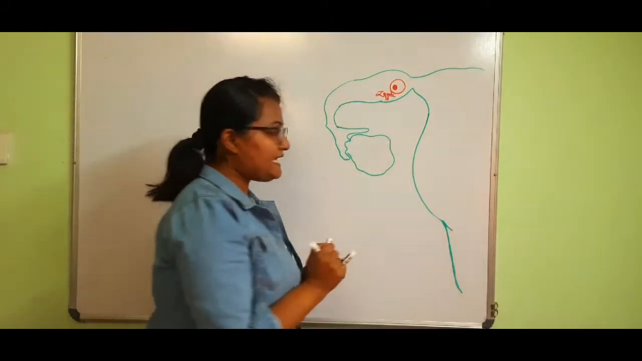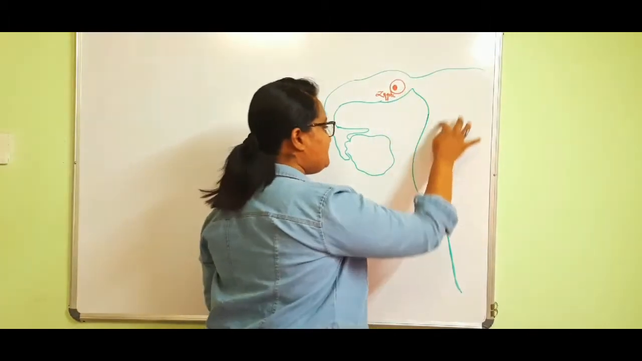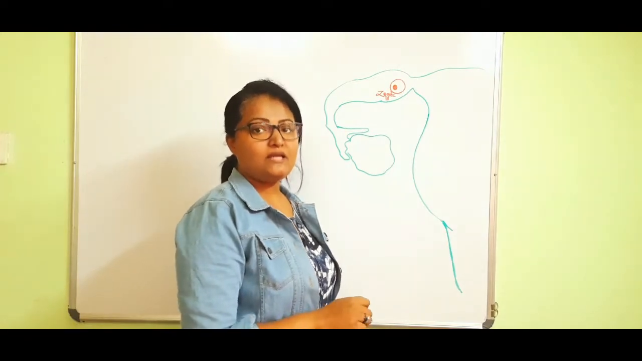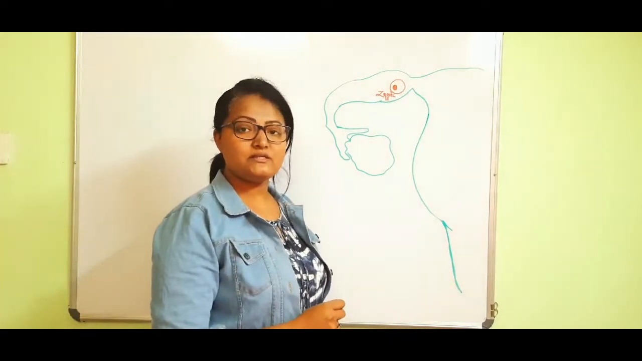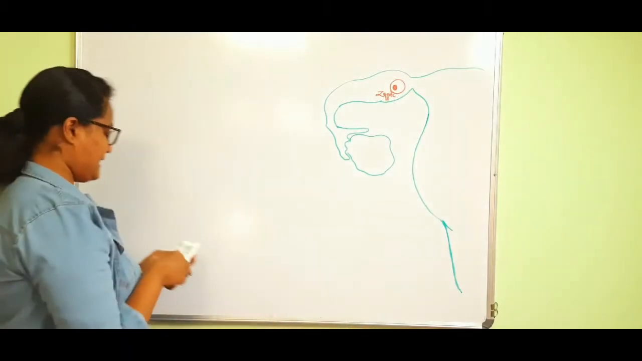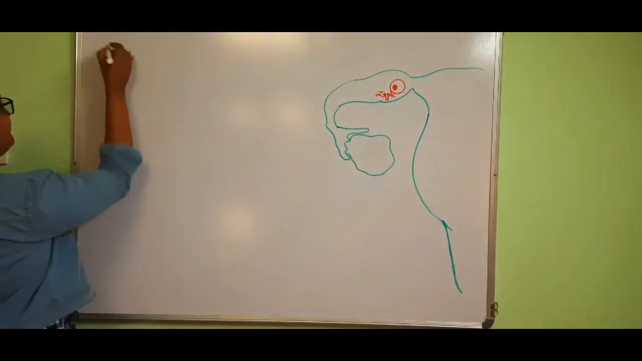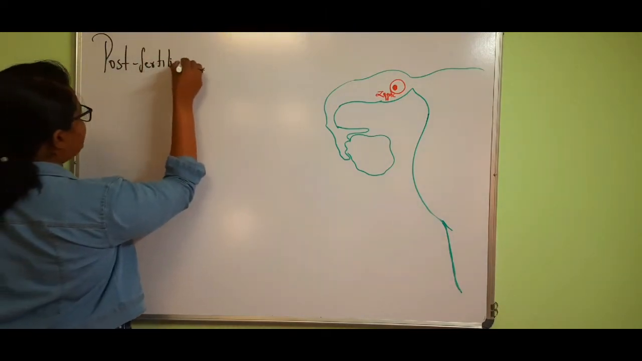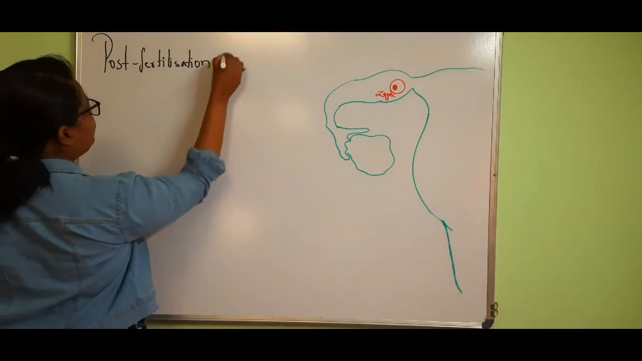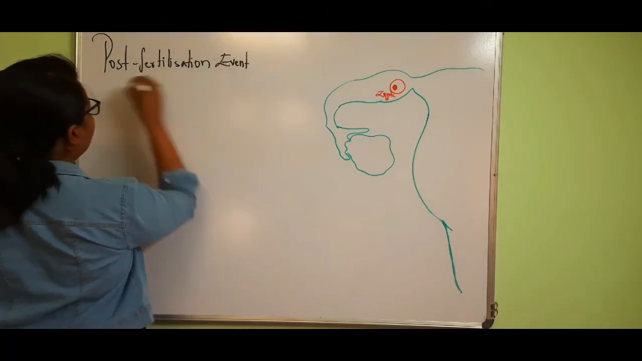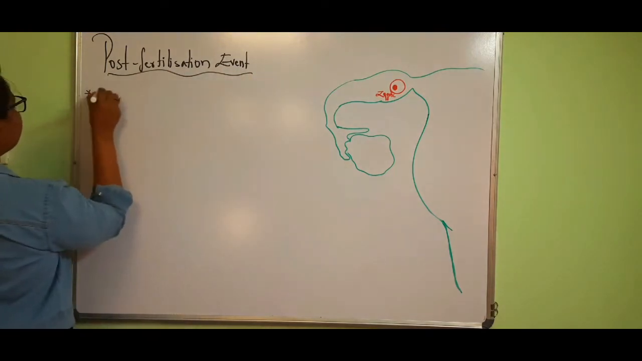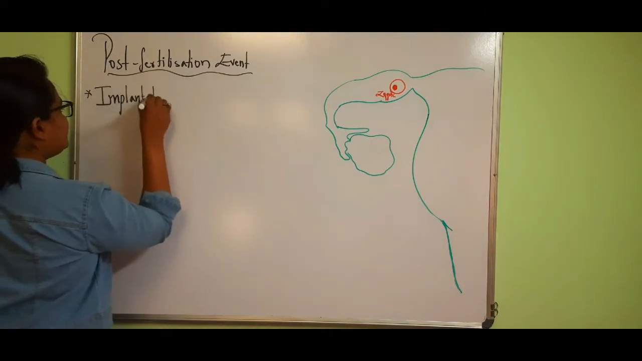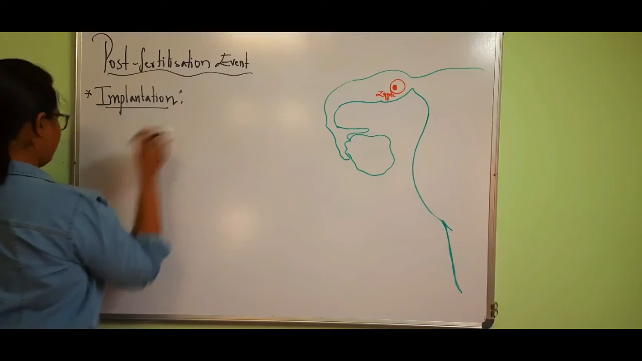Now the zygote gets attached to the uterine wall, that is the endometrium wall of the uterus. This process we call implantation. This is the first process in the post-fertilization events. So that first process is called implantation. Okay, so what happens? What is implantation?